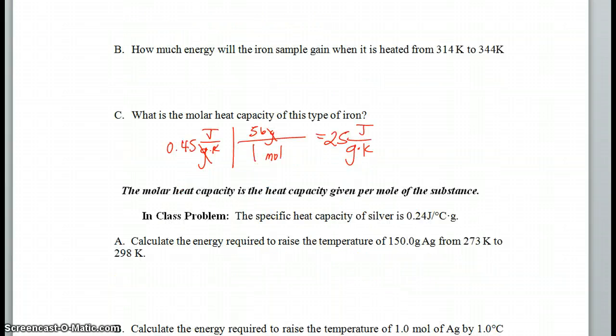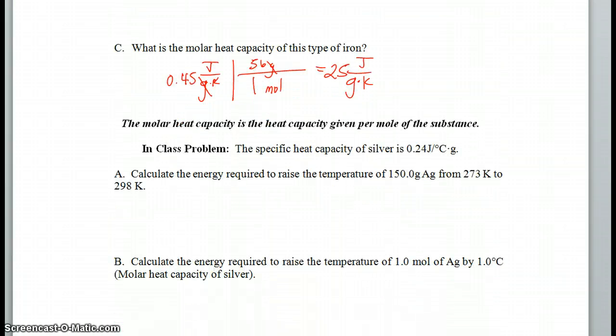Okay, and then for the second set, A should be 900 joules, B should be 26 joules divided by degrees Celsius times moles, and C should be 1,630 grams of silver.